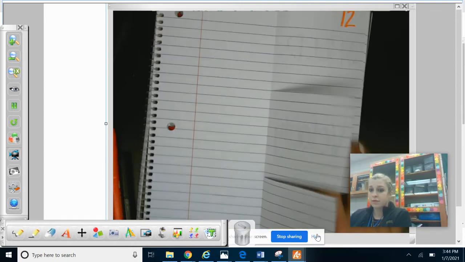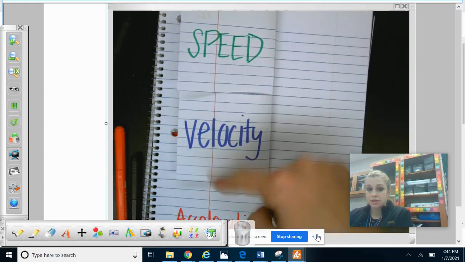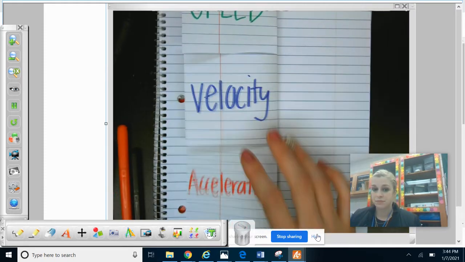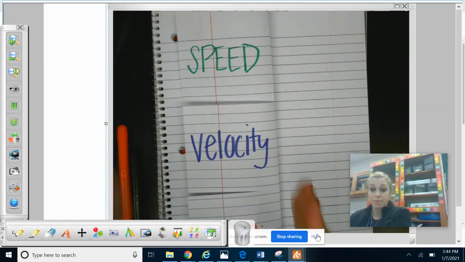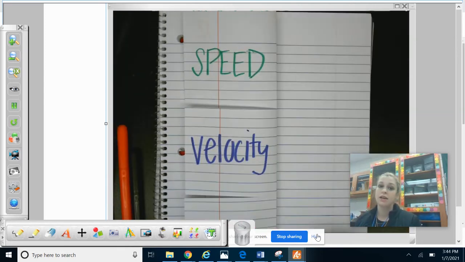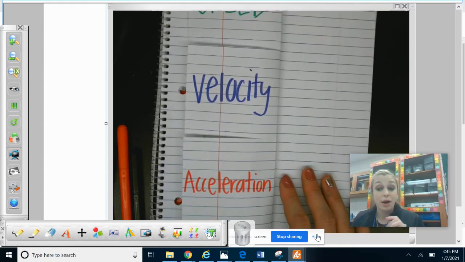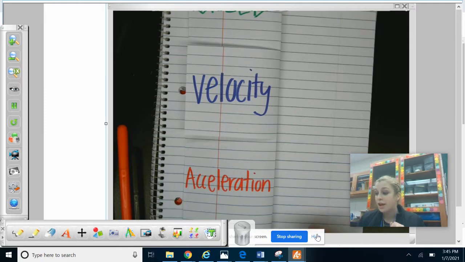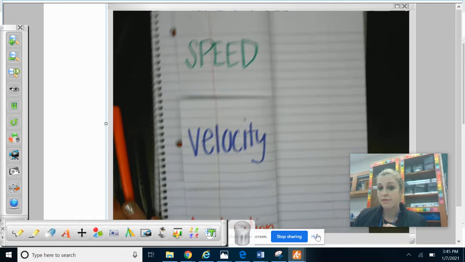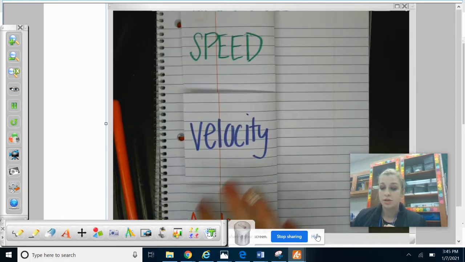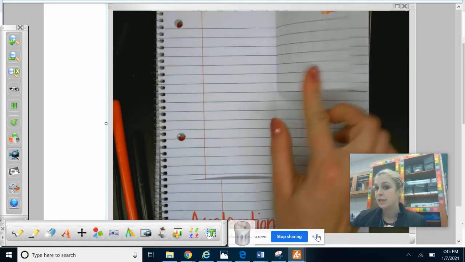I folded the whole page, and then I cut 2 lines so that I have 3 flaps. My notebook is straight up and down, not turned to the side. So if I was you, I would pause the video now and get your notebook set up like this. Fold your page in half, make 2 cuts, and you should have 3 different flaps, and we're doing it up and down, not sideways today.